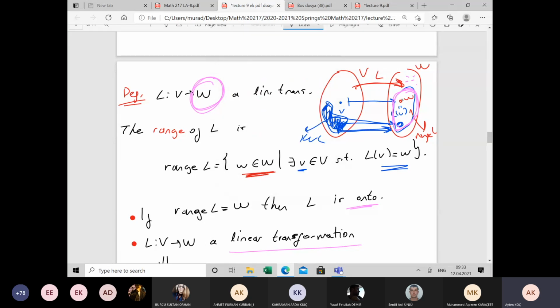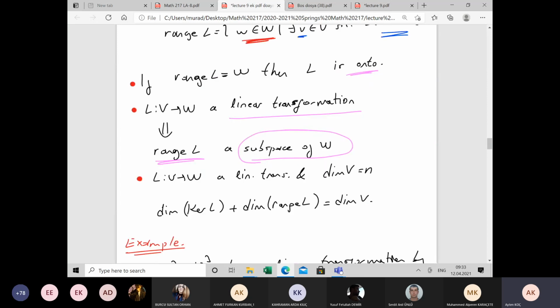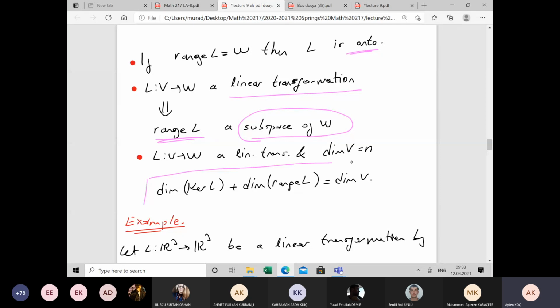So a natural question: what can you say about the dimension of the kernel of L and the range of L, and what is the relation between them? Because we have two subspaces: the kernel is a subspace of V, and the range of L is a subspace of W. So what is the relation between the dimensions? Another important fact: the dimension of the kernel of L plus the dimension of the range is equal to the dimension of V.